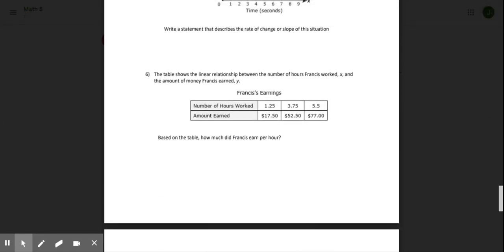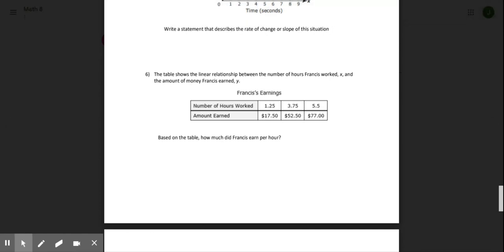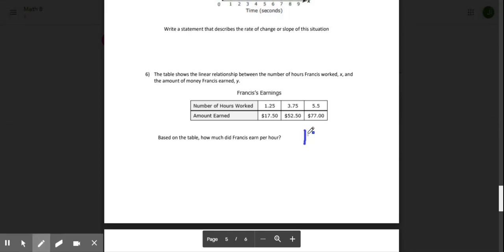So I'm just going to take my 17.50 and divide it by 1.25. You can do this on your calculator on your phone or any other calculator you may have. I'm going to take 17.50 divided by 1.25, and I get 14. So I get $14 per hour.